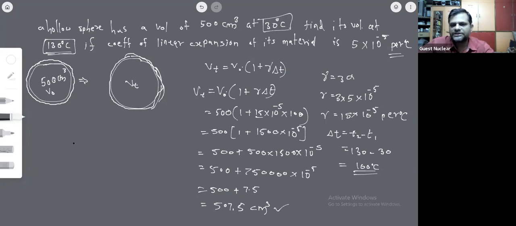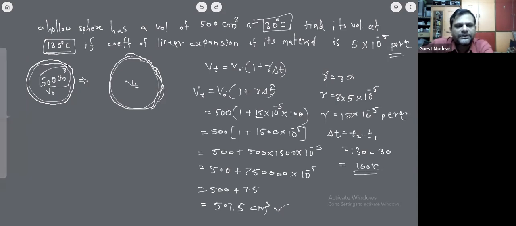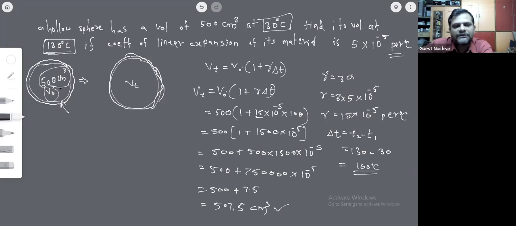Now what is the important thing to understand here? What we understood here is that we can use the volume of empty space as V naught, even if there is nothing. That means the volume of the empty space, which was given as 500 centimeter cube, we can call V naught. And the coefficient of linear expansion of this metal can be used to find the expansion of the volume of this empty space. Look carefully, this is a very strange thing. Actually it is very strange, but it is true, and we have to understand it.